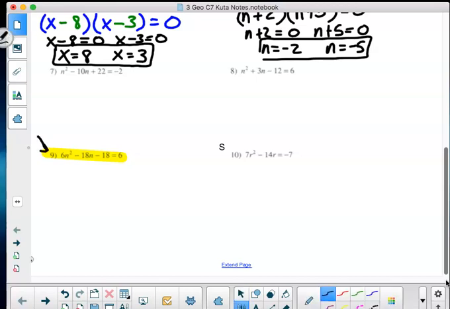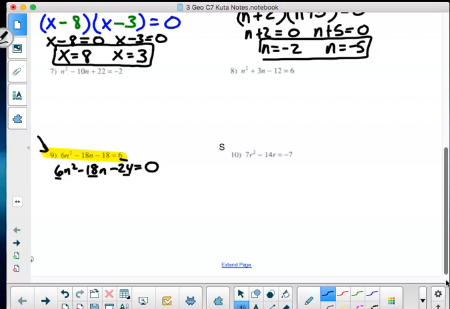The first thing though, I've got to get the 6 to the left. So I've got 6n squared minus 18n, and I'm going to subtract 6 minus 24 is equal to 0. This one's tougher because it has that leading coefficient on the n squared term. Okay, so I've got that 6, but I have the opportunity to factor that 6 out.